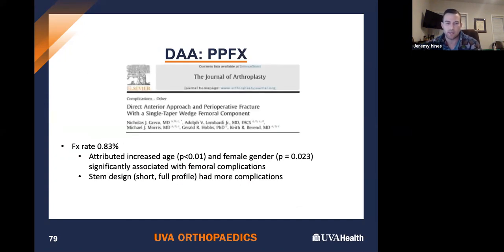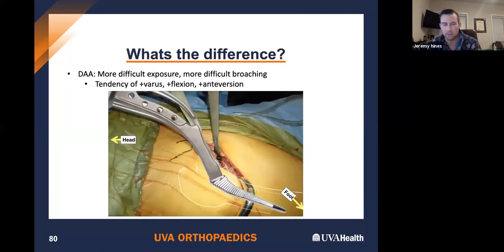And then periprosthetic fracture, this study showed a fracture rate of 0.83%, increased age, female gender, thinking about more osteoporotic bone, tighter window, smaller exposure. These things make femoral complications much more relevant here, and definitely depending on the stem design, whether you use a single taper or a double taper, that matters.